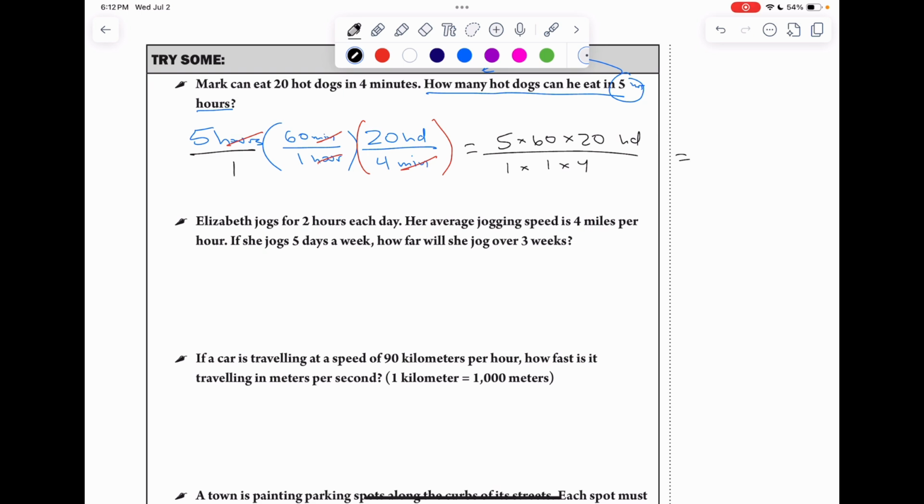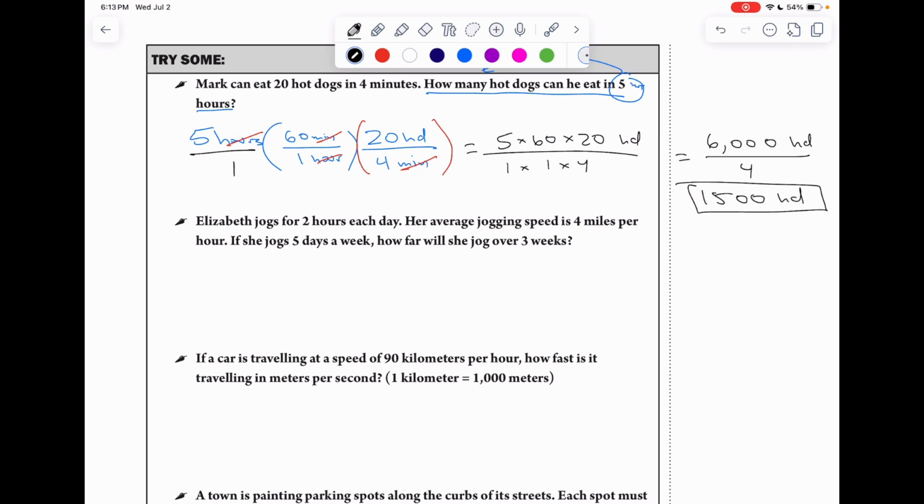which leaves me with 5 times 60 times 20. That's going to be 6,000. Is that right? Yeah, 6,000 hot dogs. Divided by 4, 6,000 divided by 4 is 1,500 hot dogs. Whew, that's a lot of hot dogs.